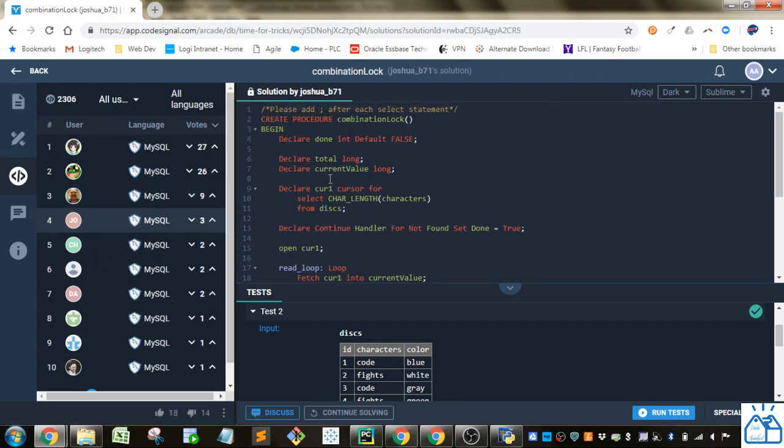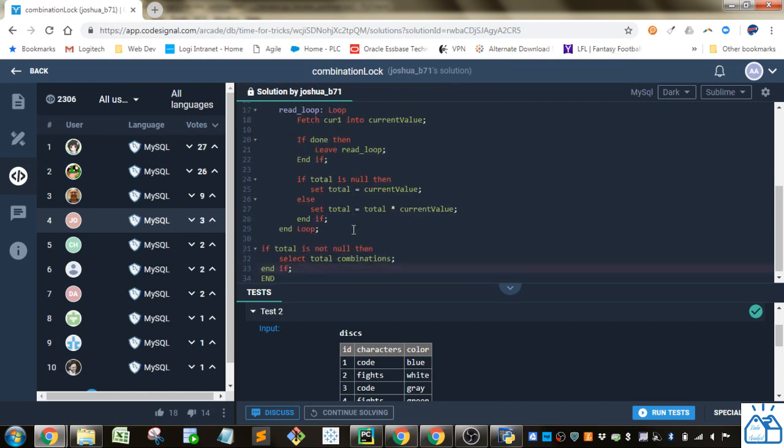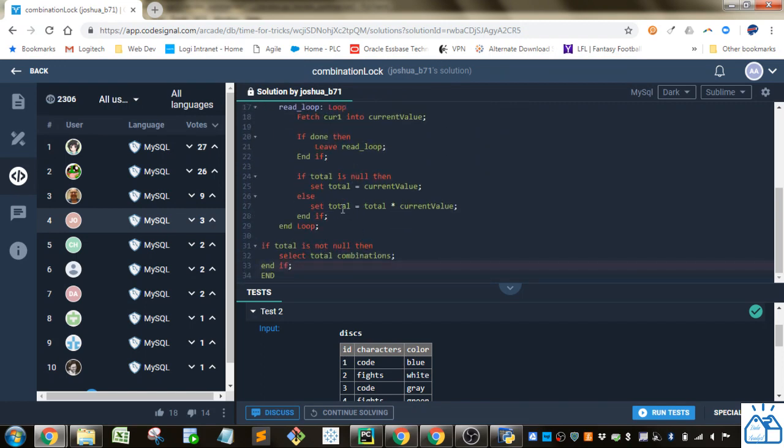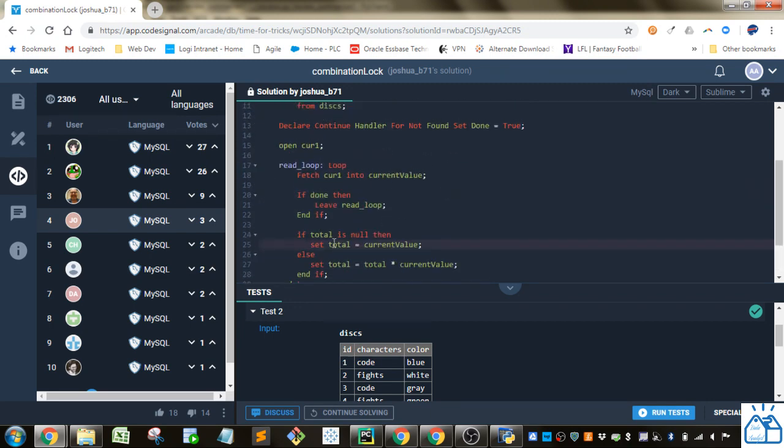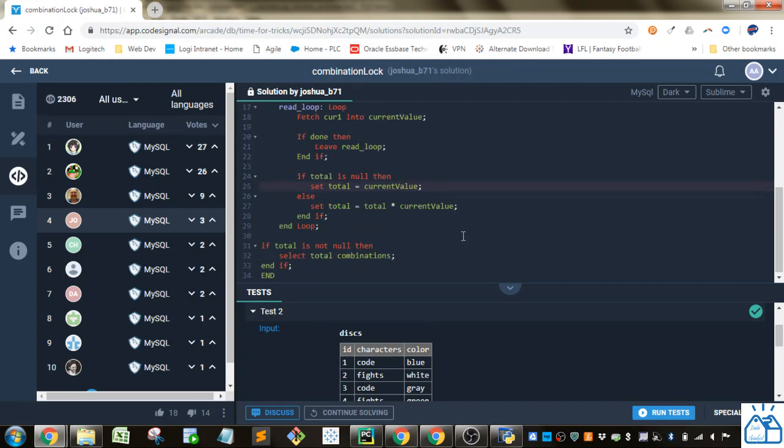This one, they're declaring some variables here, and then you can see eventually they're just multiplying each row by each row. So it'd be 4 and then times 6, and then that result 24 times 4, and then that result times 6. That's basically what they're doing. There's just some fancier stuff that says if the total is null, then forget it.